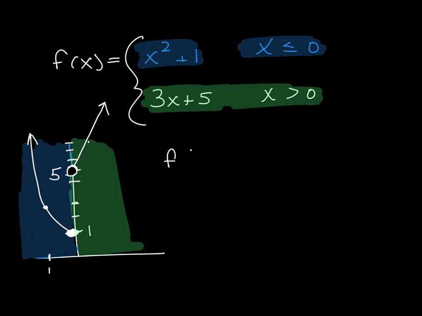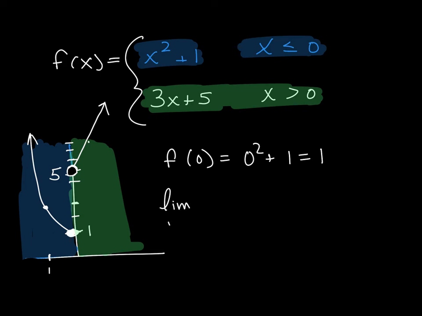So what is f of 0? That's going to be really important. Now, f of 0, where do you plug it in? You plug it in where x is less than or equal to 0. So you plug it into the first part of this. So f of 0 in this case is just equal to 0 squared plus 1, or equal to 1. So let's look at the left and right side continuity at 0.